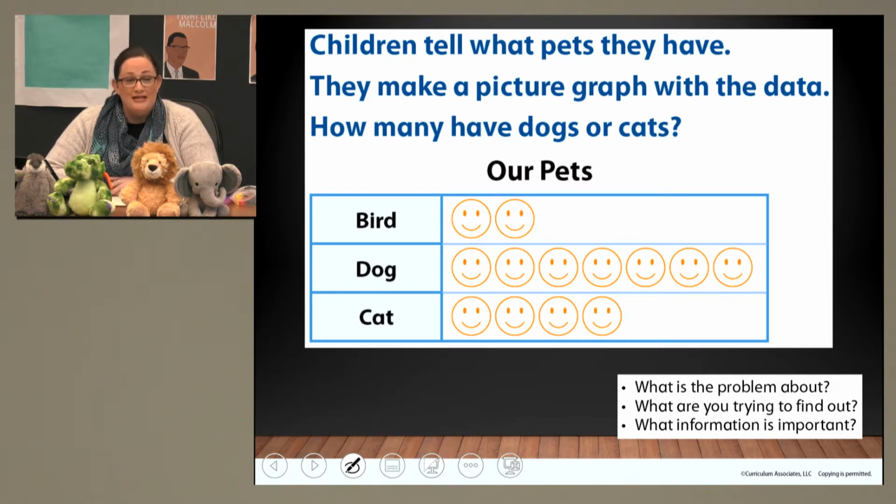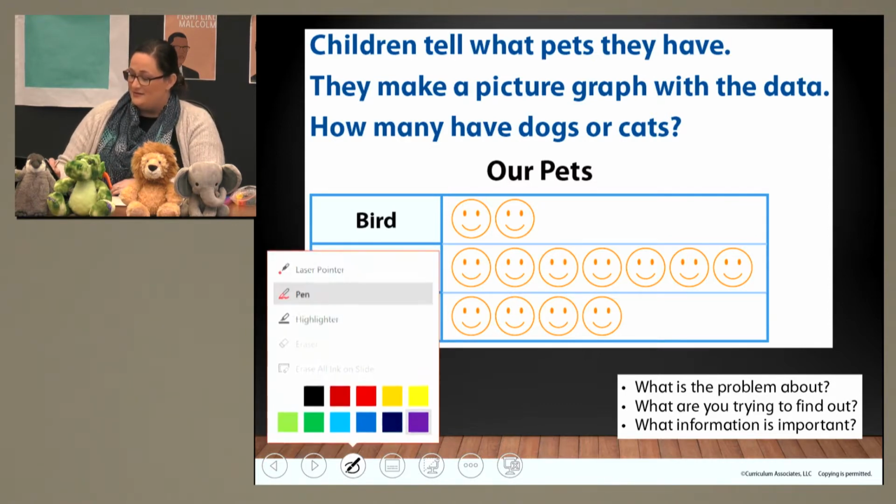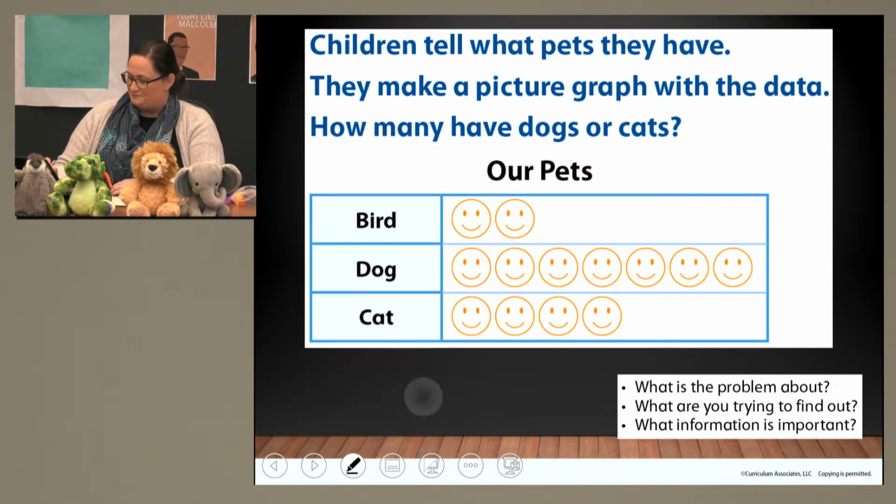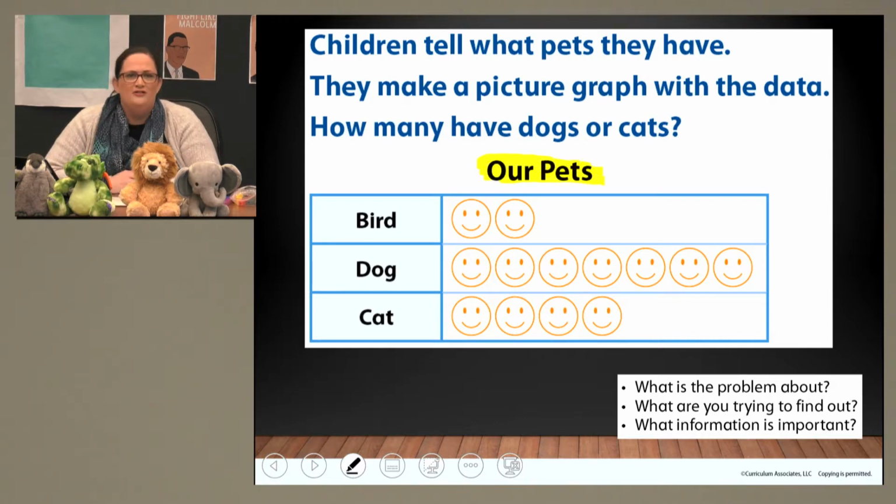Oh, it looks like someone collected data on pets that people have at their homes. Because the title of the graph is, let me get my highlighter out, Our Pets. Where would we look to figure out the types of pets they have? Yeah, in the categories, what types of pets do they have? They have bird, dog, cat. That's awesome. Okay.